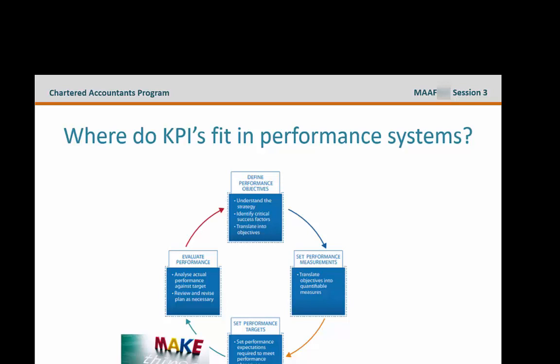Then we continue with the cycle of setting new performance measures and targets and so on. The purpose of this slide really is to help us understand the big picture within which KPIs are used. They are covered by the box on the right. Now, I'll try and use an example to illustrate how this process works.